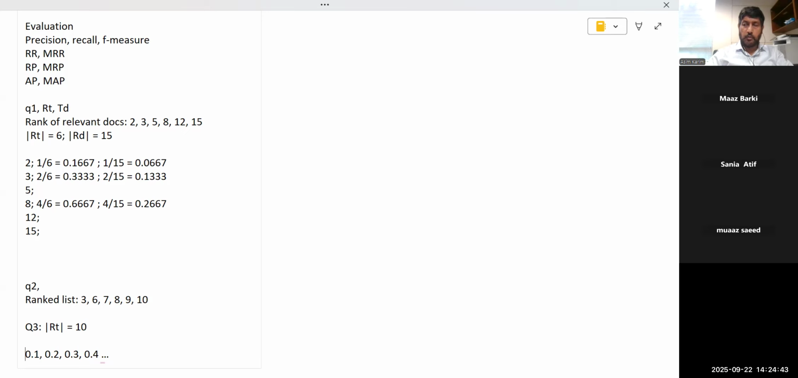So these are the recall values if you have 10 relevant documents. For the first relevant document, recall would be 0.1, the second will be 0.2, and so on. So we will have to match the recall to take the averages of precision.